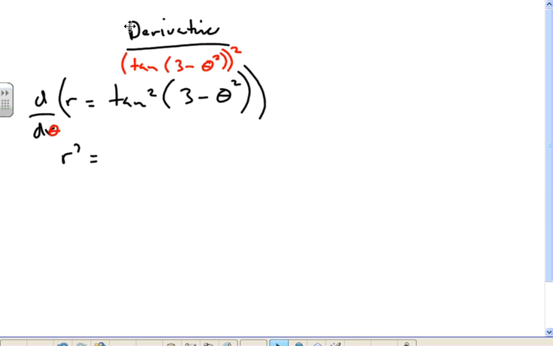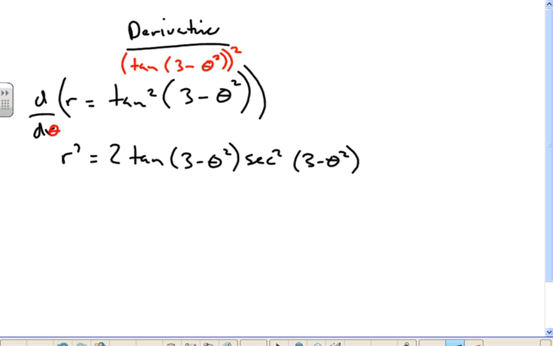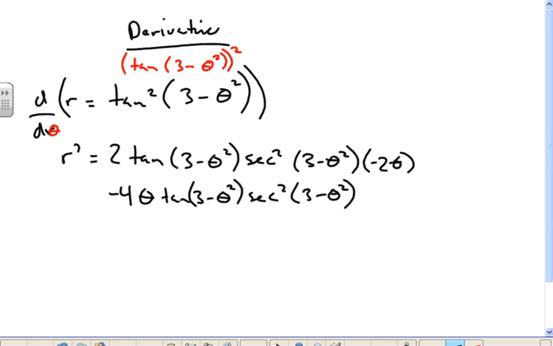So what we have then is going to be 2 times the tangent of 3 minus theta squared. And then we're going to take the derivative of tangent, which we know is secant squared of 3 minus theta squared, and then times the derivative of the inside, which will be negative 2 theta. From here, we can simplify a little bit. So we can say negative 4 theta times tangent of 3 minus theta squared, times secant squared of 3 minus theta squared. And that would be our r prime.